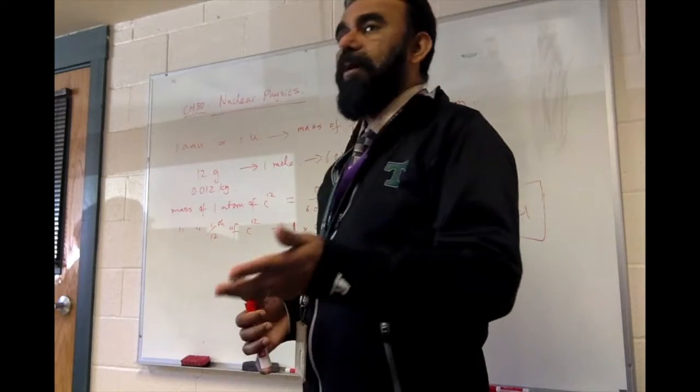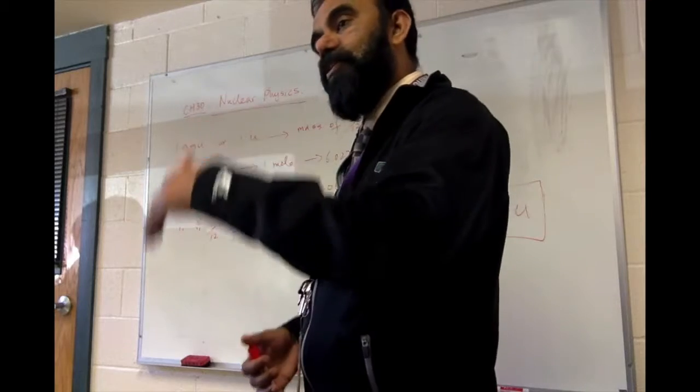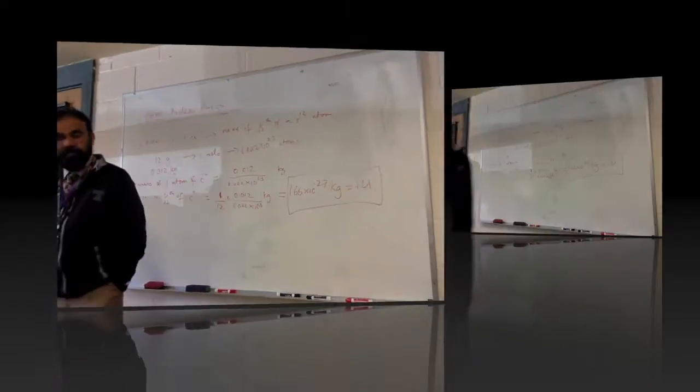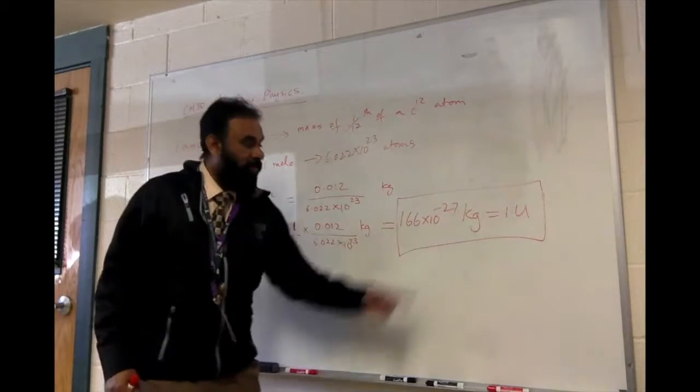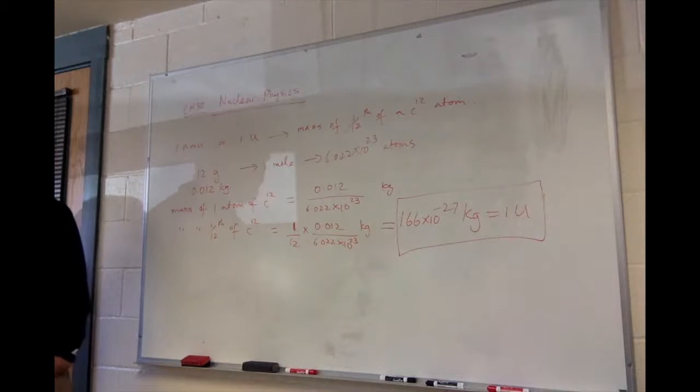Most of the time you're given the masses in atomic mass units and you have to use them in SI units, so you have to convert to kilograms before you do anything. Alright, so that number is important. 1.66 times 10 to the power of negative 27 kilograms is the one atomic mass unit. Is that clear?